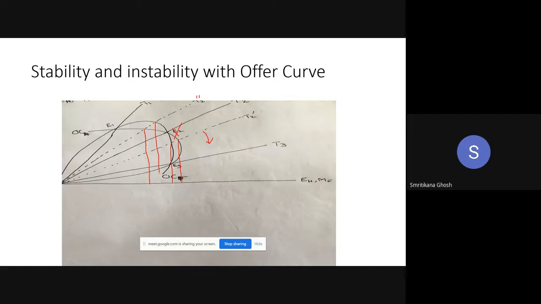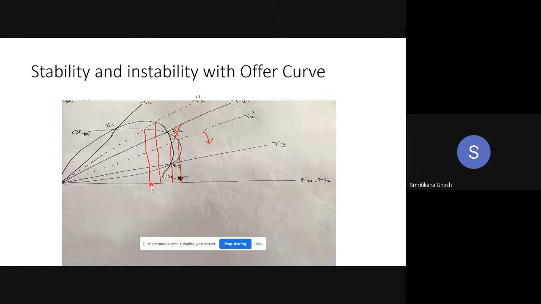So this is the import demand and this is your export supply. Which one is more? This is your import demand and this is your excess supply, export supply. This is the demand for exportable. This is the supply of exportable. So which one is more? Demand is more. So it is the case of excess demand for home country's exportable.